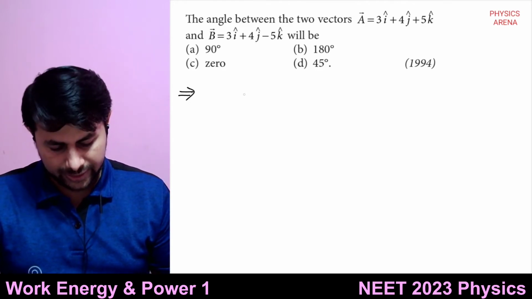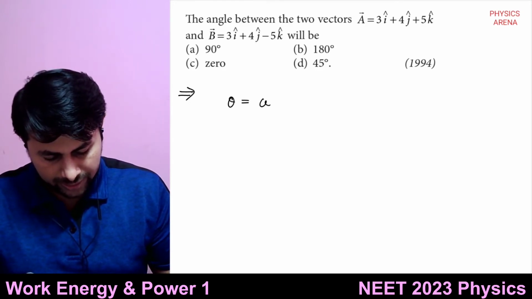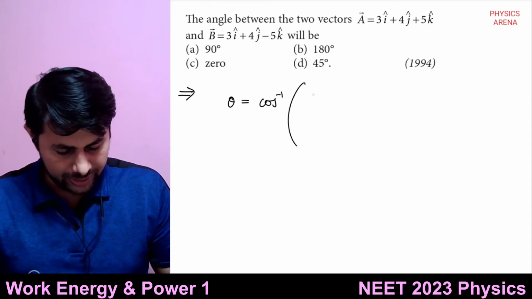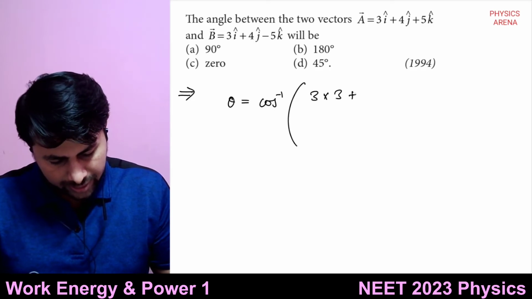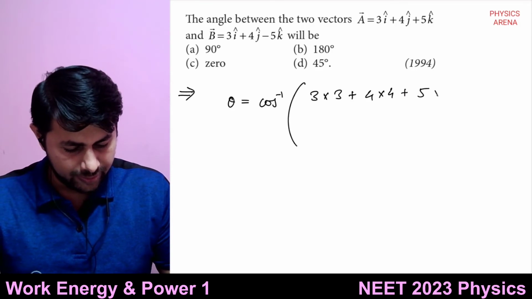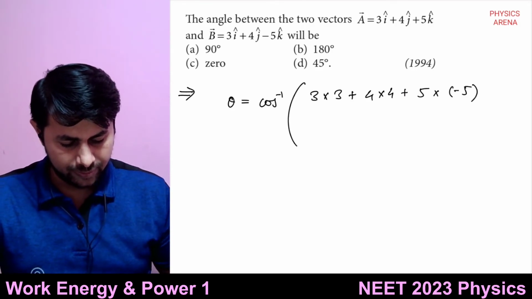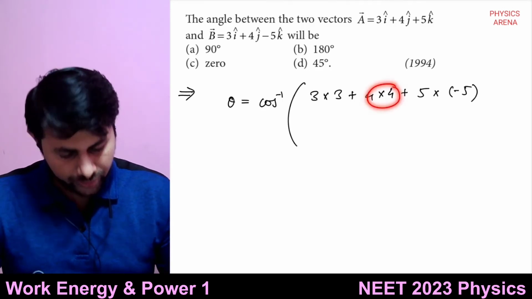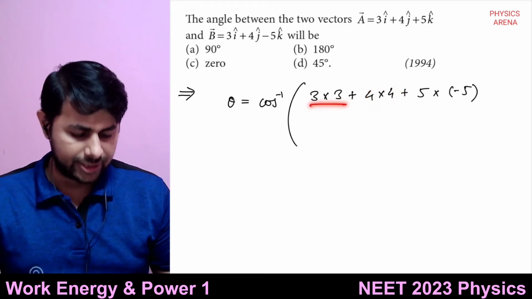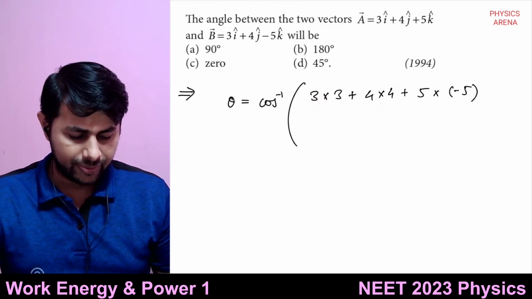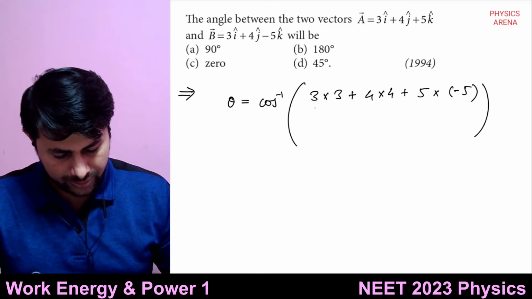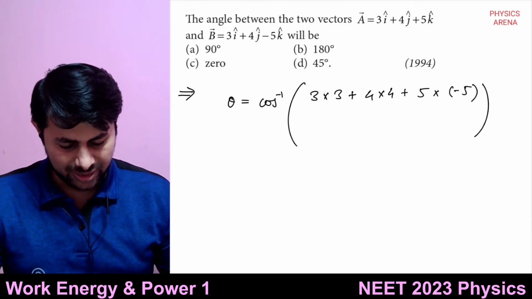Let's check. So theta is equal to cos inverse of a bar dot b bar, which is 3 times 3 plus 4 times 4 plus 5 times minus 5. Okay, so it will not be 90, I guess, or will it be? 4 times 4 is 16, 16 plus 9, yeah. Okay, this is equal to 0, and cos inverse of 0 is equal to 90 degrees.